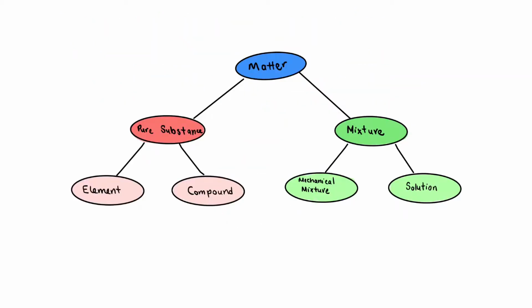So matter is broken down into different categories. First of all, matter can be either a pure substance or a mixture. And then pure substances could be either elements or compounds. And mixtures can either be mechanical mixtures or solutions.